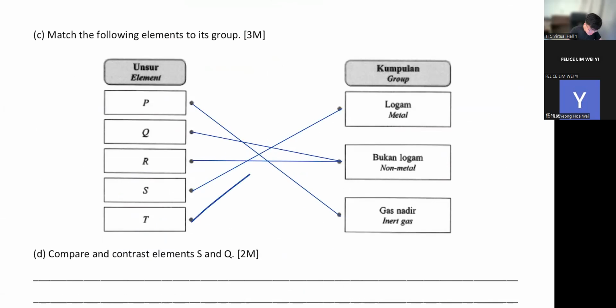Okay, S and T is here. Is semi-metal gas? No, they're not gas. Okay, semi-metal is like what?